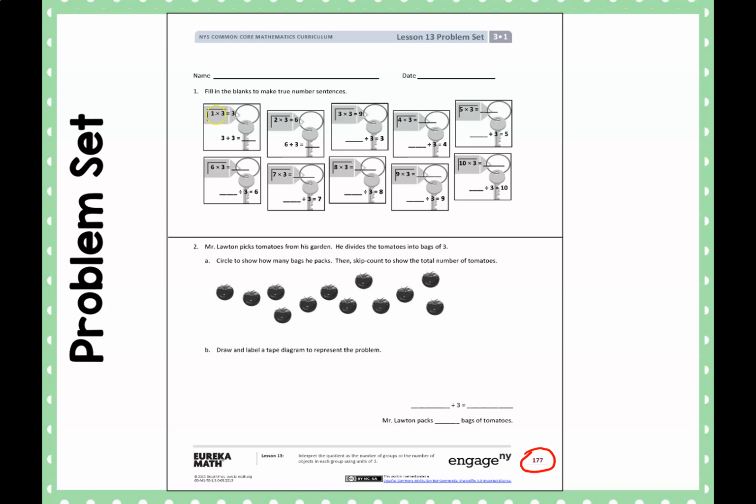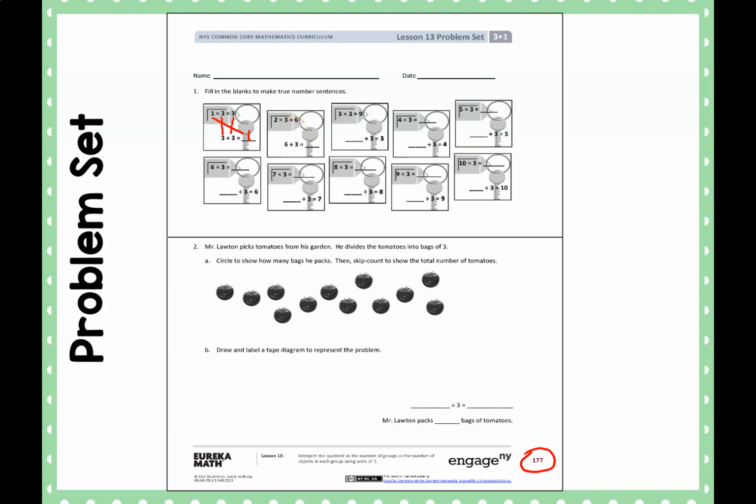So it says 1 times 3 equals 3. Then down here it says 3 divided by 3 equals blank. Well, if the fact family is the same, we have a 3, another 3. Which number is missing? The 1. Next, we have 2 times 3 equals 6. Then we have 6 divided by 3 equals blank.